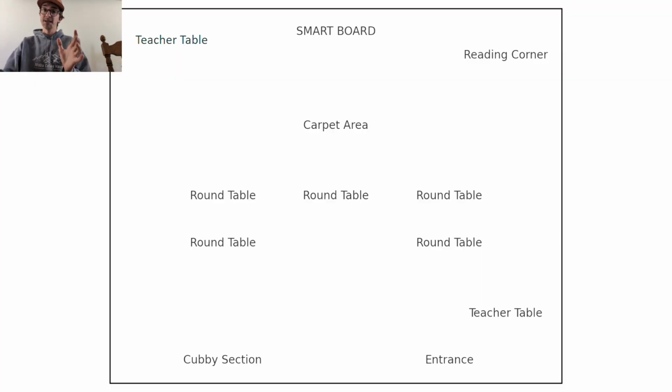Here I have a very simple diagram, smartboard in the middle with a carpet area right in front of the smartboard, two opposite teacher tables, good for centers. I have 5 kind of round tables with 5 seats each for each of my 25 students, a cubby section right next to the entrance so they can drop their books off immediately, and then obviously a reading corner in the top right corner of your screen there.